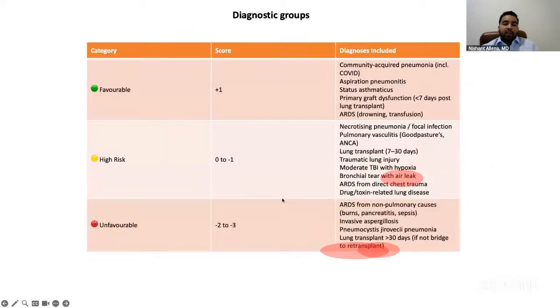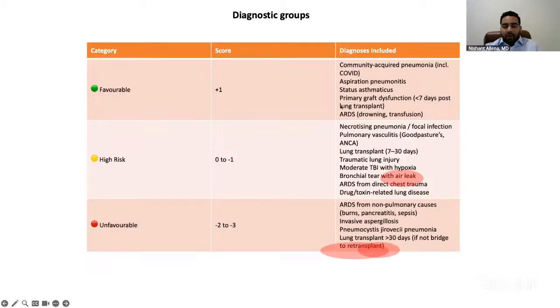But here I'm going to give you the diagnostic groups and how we score. In my fellowship, we were an ECMO center, so we used to decide which patients to take for ECMO and which patients we were not taking for ECMO. And this is how we used to decide. We had categories: favorable, high risk, and unfavorable. If your diagnosis included something like pneumonia, aspiration pneumonitis, status asthmaticus, PGD, ARDS, you got a score of +1. Something like necrotizing pneumonia, vasculitis, lung transplants in the 7 to 30-day group, traumatic lung injury, moderate traumatic brain injury, ARDS and chest trauma, you were in the high risk group.